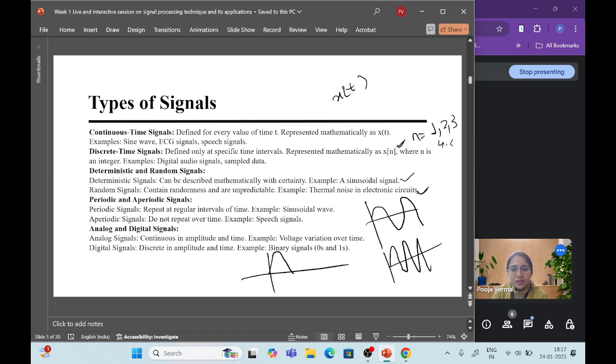Now next one is analog and digital signals. An analog signal is continuous in both amplitude and time. That is a voltage variation over time. Digital signals are discrete in amplitude and time, both. That means this one and this one are both discrete. For example, a binary signal, 0 or 1. These are digital signals.